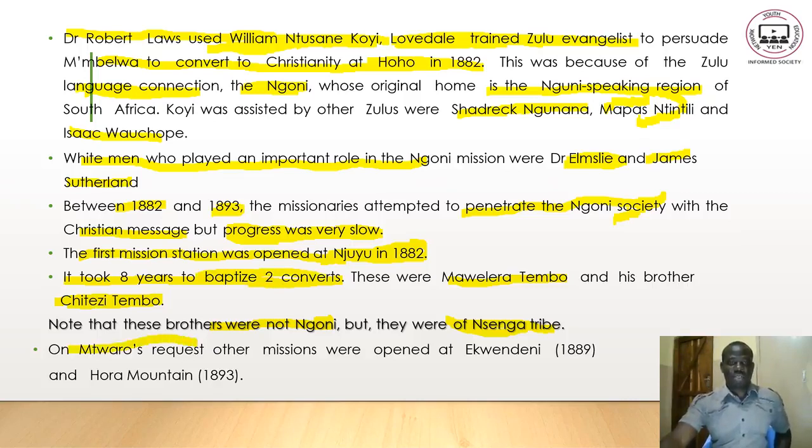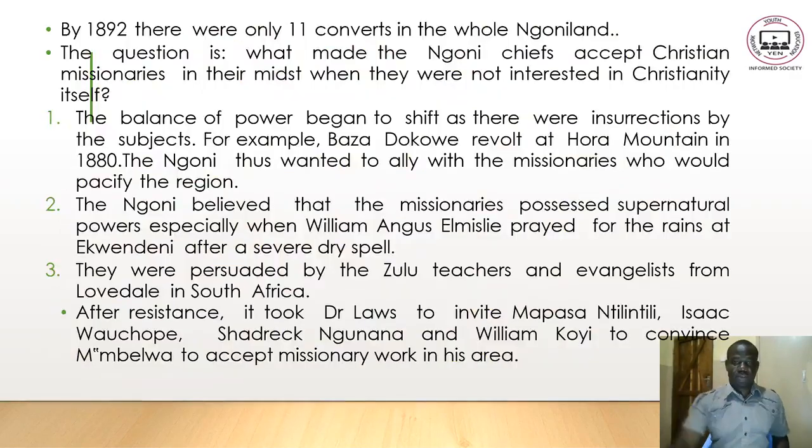So on Mtwalo's request, other missions were opened at Ikwendeni in 1889, and Hora Mountain, it was also established there in 1893. So by 1892, there were 11 converts. By 1892, there were only 11 converts in the Ngoni land.